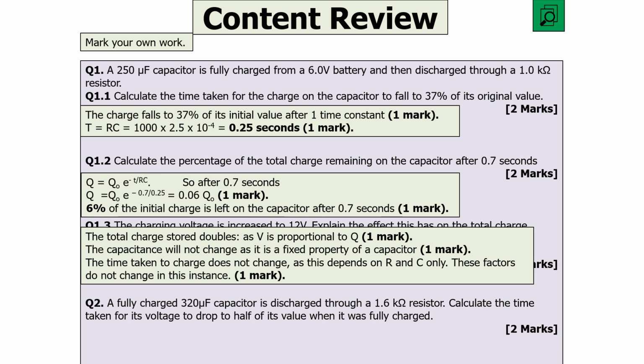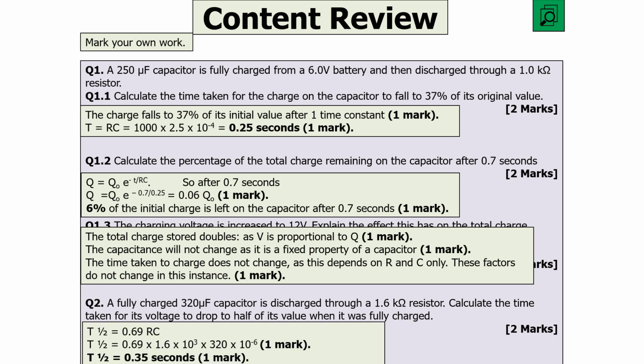Now in this next one, how do you work out the time taken to drop to half of its value? So you've got to remember that the time taken for a capacitor to discharge by half is 0.69 or ln 2 RC. So you pop in all the values. Remember, we turn kilo ohms into ohms, microfarads into farads, and we get 0.35 seconds.